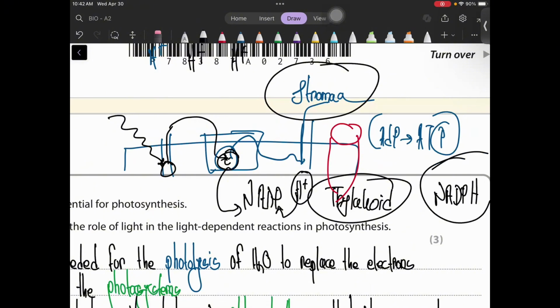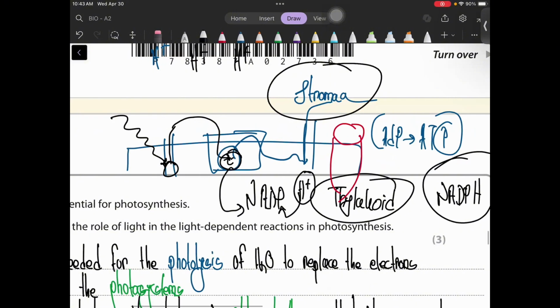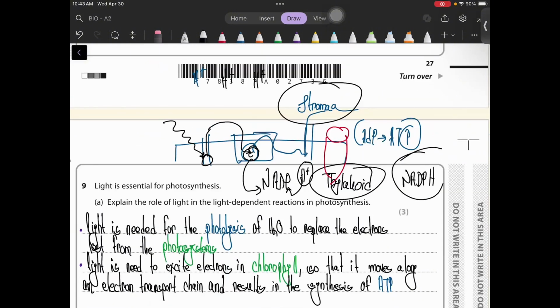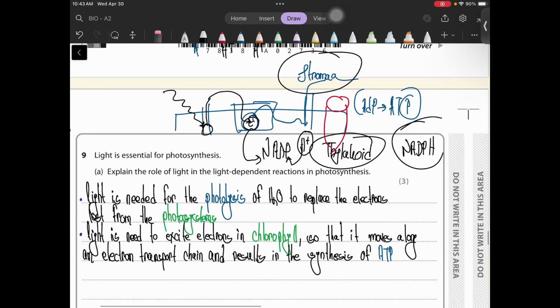So one of the electrons is lost. To replace this electron, the plant would need sunlight to break down water, to carry out the photolysis of water. This is one of the reasons for the importance of sunlight. Light is also needed to excite the electron that moves along and causes the production of ATP and everything.